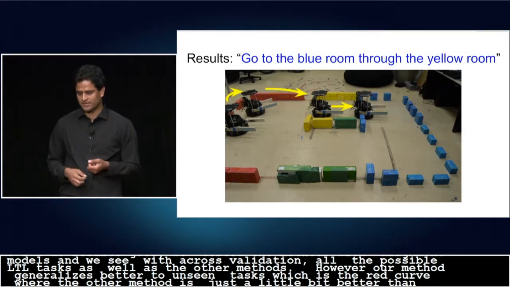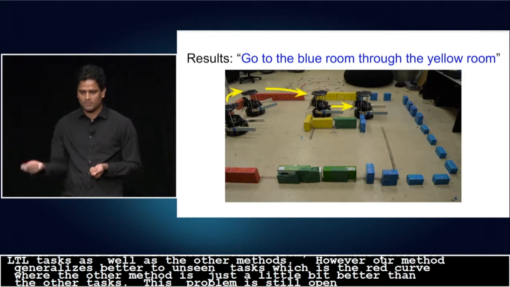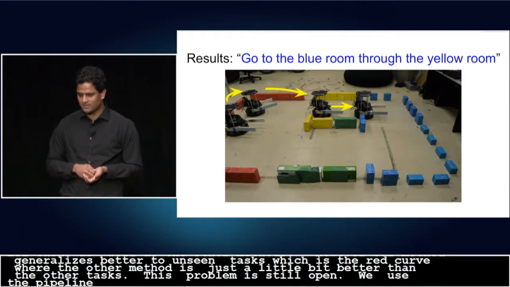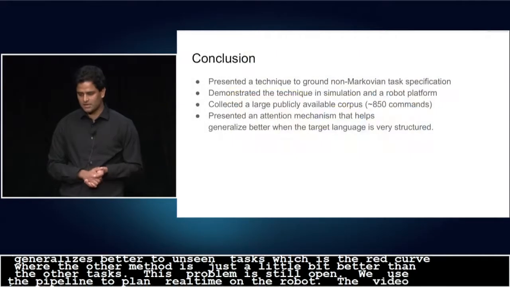We then use our pipeline to plan in real time on the robot. The video is available in the paper. The command that we gave was go to the blue room to the yellow room, and the robot was able to plan this in real time.